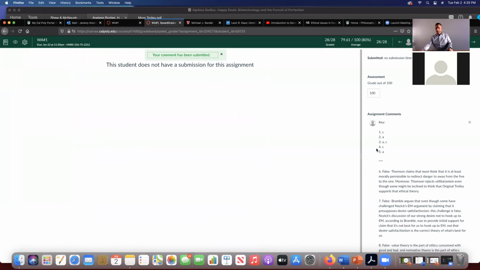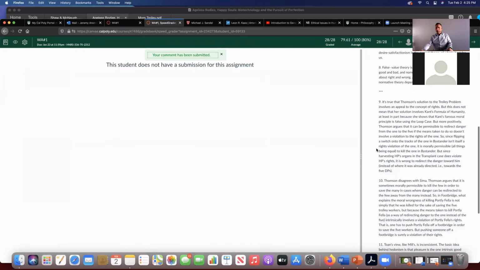My answer here, number 9, what did I write? So it's true that Thompson's solution to the trolley problem involves an appeal to the concept of rights, but this does not mean that her solution involves Kant's formula of humanity, at least in part because she shows that Kant's famous moral principle is false using the loop case. But more positively, Thompson argues that it can be permissible to redirect danger from the 1 to the 5 if the means taken to do so doesn't involve a violation of the rights of the 1. So that's just the general idea, and then we apply it in the next couple sentences.